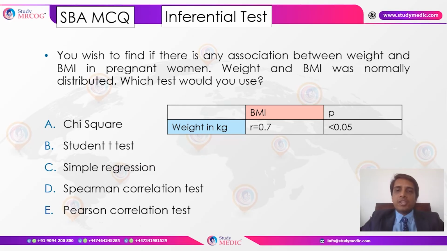Which test would you use? Yes, it is Pearson correlation test. If it was not normally distributed and some of the variables were ordinal, which test would you use? Spearman correlation test. Here you can see the coefficient of correlation was 0.7. That means the direction is positive. As the BMI increases, weight also increases, and it is also a strong association.